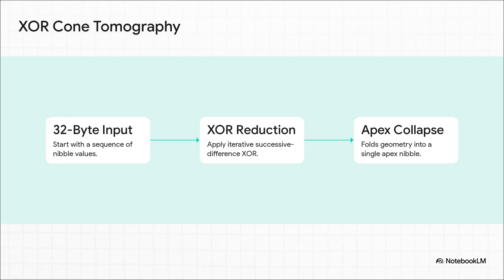Imagine taking a 32-byte sequence, let's say the exact hexadecimal sequence of pi. We split it into nibbles, which are just half bytes of data, and apply a logical sorting process called XOR reduction. Level by level, the data combines and folds. It forms this triangular cone that eventually collapses all the way down into a single apex nibble. So the geometric fold machine takes massive, complex sequences and continuously folds the geometry down into one single point.